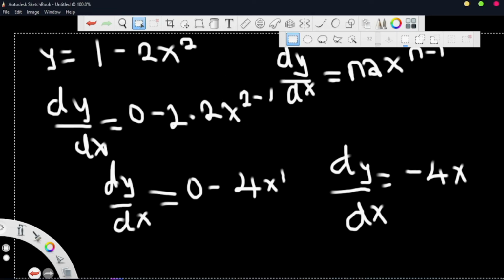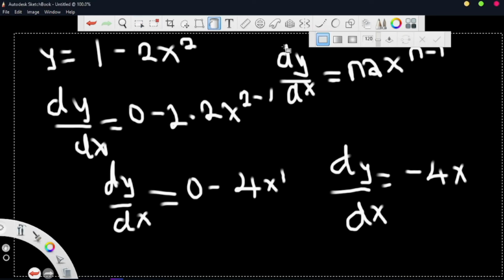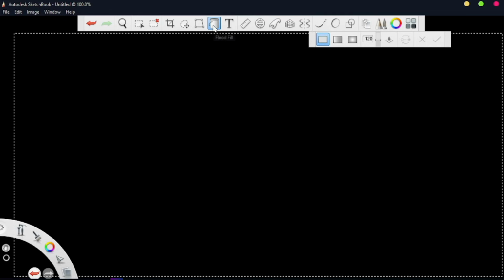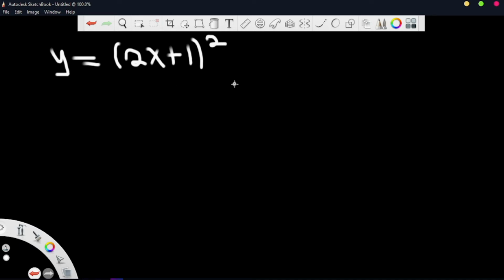Let's go ahead and try out another example to get very familiar with what we are looking at. Let's say we have been given y is equal to, in brackets, 2x plus 1, and then this is raised to the power 2. So how can we go about this?